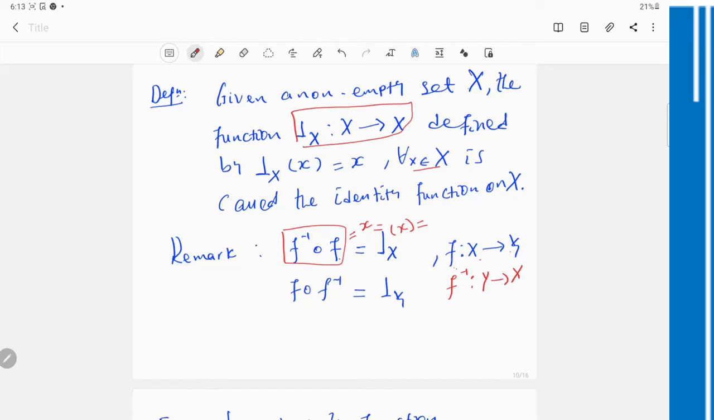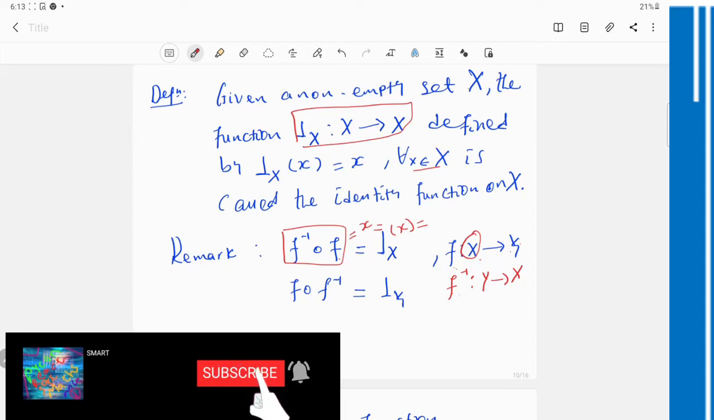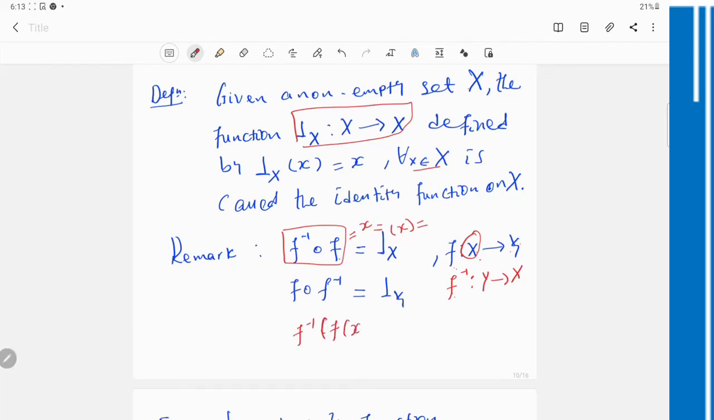So f composed, this one, f inverse composite x means it starts from this one, f inverse of x, which is f inverse of f of x, so our x must be taken from x. That's why we say it is 1 over x, and f composite f inverse of f inverse of x, as you see the domain of this one starts from y, that's why we say 1y.